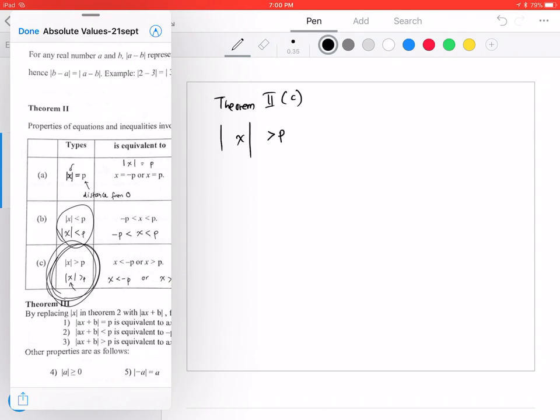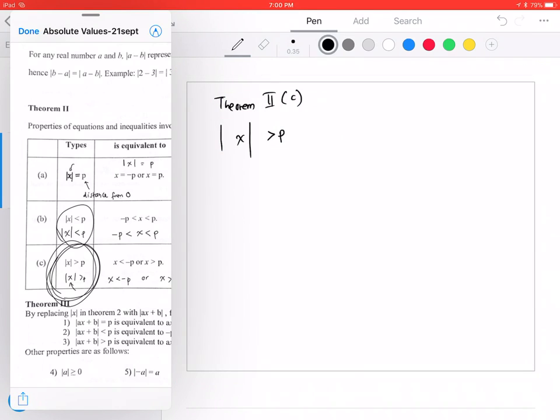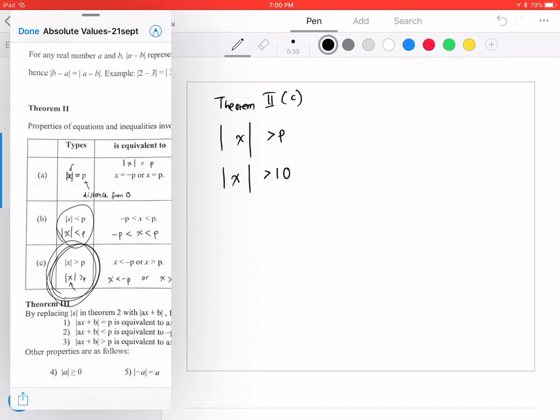So p is our real number. So let's just use 10 as our test value. The absolute value of x is bigger than 10. So what is the meaning of this expression here?